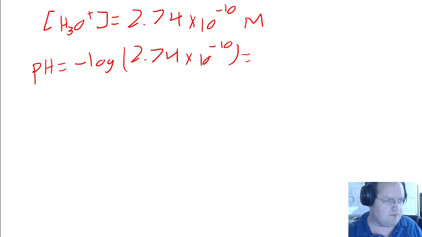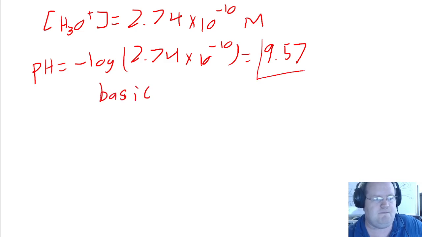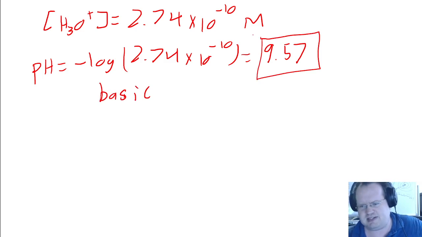Okay, so we go through and we do that. And when we do that, we're going to get that the pH of this solution is 9.57. Now this solution would be basic then, because that pH is greater than 7. It's 9.5, getting towards 10. So this solution would be a basic solution.